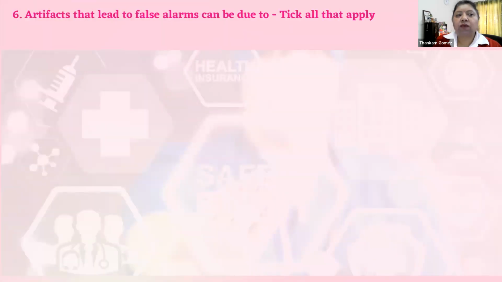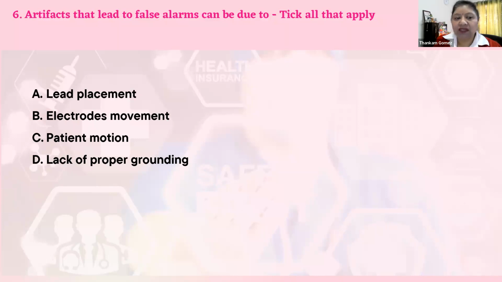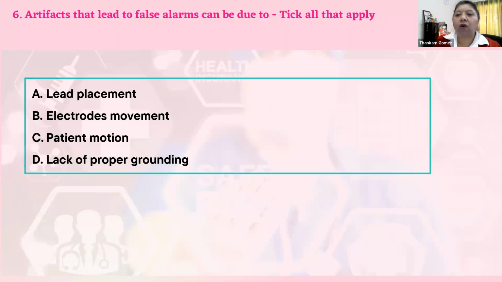So let's look at the next one. False alarms can be due to artifacts. Artifacts are those irregular lines that come up especially in the ECG monitor, and they can sometimes lead to false alarms. How can that happen? Is it because of lead placement, electrode movement, patient motion, lack of proper grounding, or is it all of the above? It is all of them.